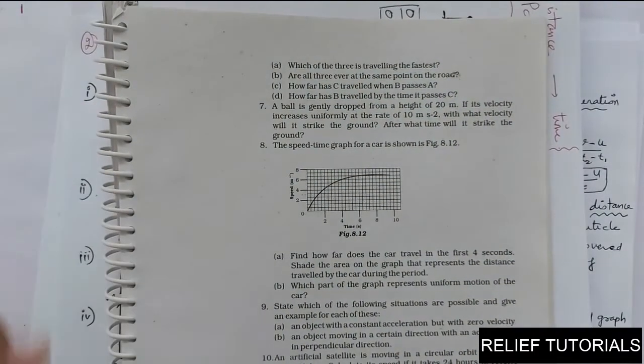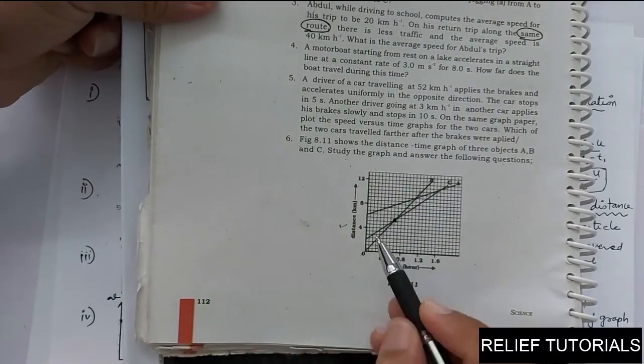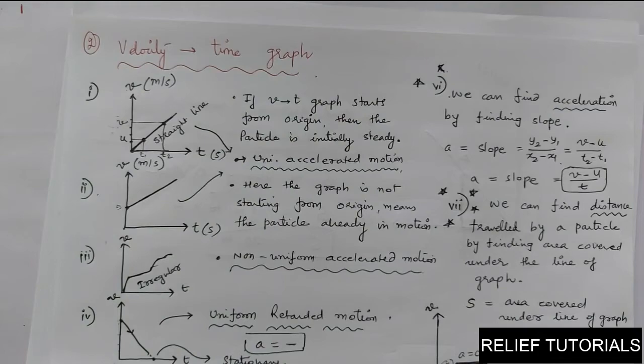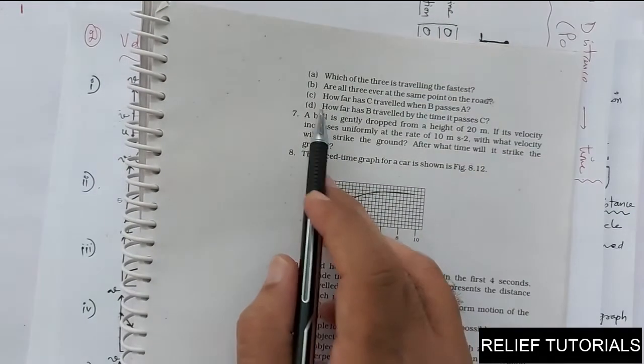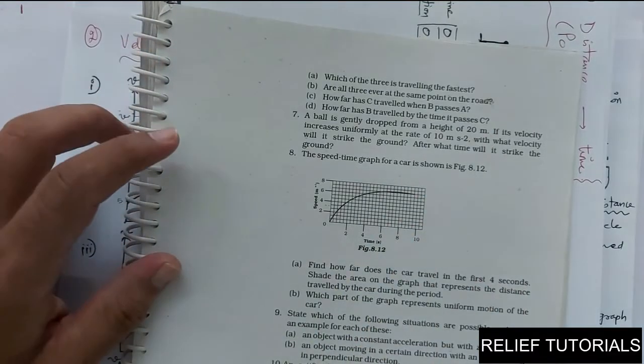Okay. Now see the questions. This is the analysis we have done. Now look at the questions. The first question is, which of the three is traveling the fastest? So we came to know B, I think, is traveling the fastest. So B is traveling the fastest. If you have your textbook, please see. Second, are all three ever at the same point on the road?